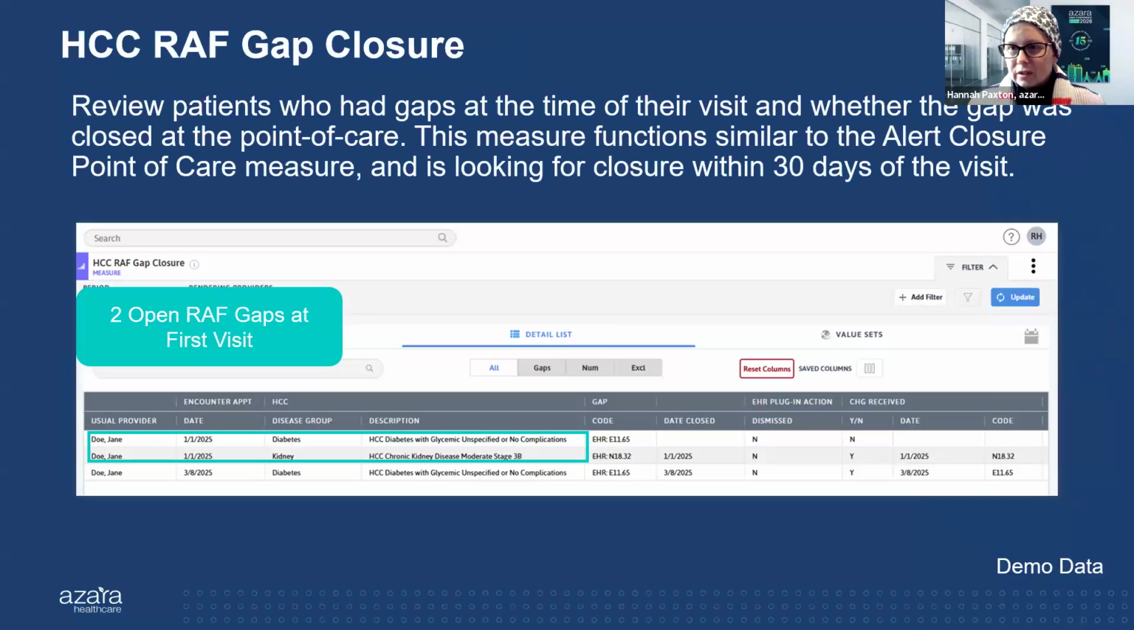So we have a couple of measures in Drives that could allow you to see, okay, what is going on with our RAF gaps? Are we doing a good job closing them? So this measure is called the HCC RAF gap closure. We're going to direct you to this one because there are many different ways to look at this, but HCC RAF gap closure is a good place to start. This measure will calculate the percentage of the HCC RAF gaps that were closed at the point of care or within 30 days after the kept appointment.